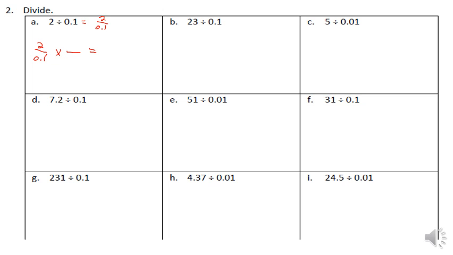And I know that if I multiply by 10, it's going to shift one place value. But since I'm creating an equivalent fraction, I'm going to have to multiply the top by the same number. And 2 times 10 is 20. 1/10 times 10 is 1, so we know the answer is 20.